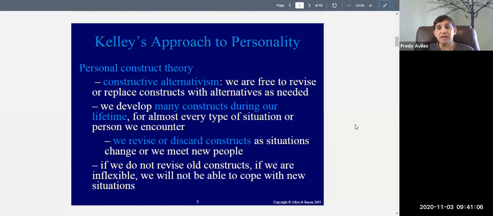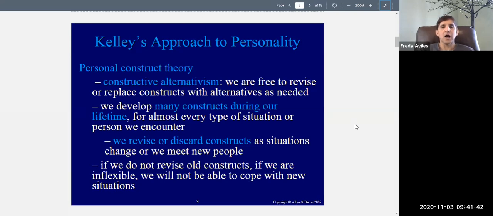Okay? We develop many constructs during our lifetime. During our lifetime, we will develop many theories, many predictions about how things work, for almost every type of situation, almost every type of person we encounter. We will revise and discard constructs as situations change or as we meet new people. If we don't revise our old constructs, if we don't come up with new ones, revise them, change them, modify them, discard some that don't work, if we are inflexible, we will not be able to cope with new situations, according to George Kelley.